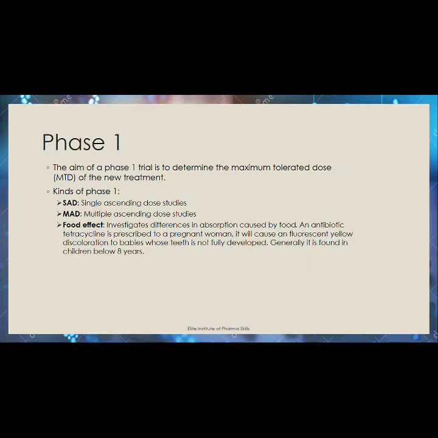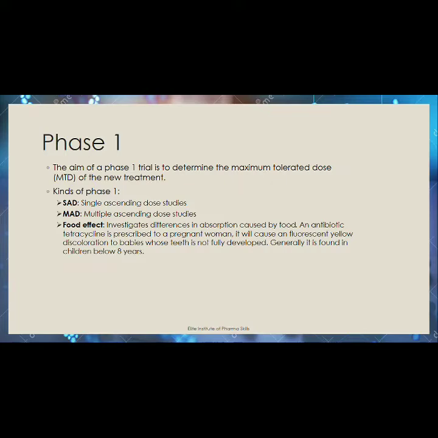One of the examples for explaining food effect is tetracycline. If the antibiotic tetracycline is prescribed to a pregnant woman, it will cause a fluorescent yellow discoloration in babies whose teeth are not fully developed. It has been observed in children below 8 years.